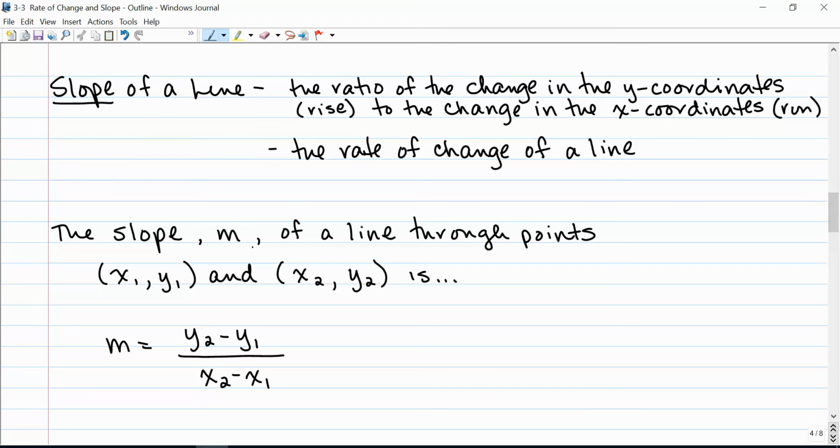The slope m of a line through the points (x1, y1) and (x2, y2) is m equals y2 minus y1 over x2 minus x1. If you haven't seen this notation before, those little 1's and those little 2's are subscripts. They're not squared, it's just the name of 2 points. First point is (x1, y1), second point is (x2, y2). So basically, to find the slope, you're going to subtract your y's and put that on top, and then subtract your x's in the same order and put that on the bottom.